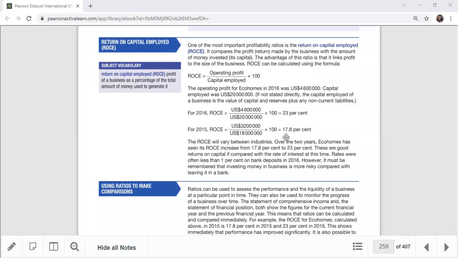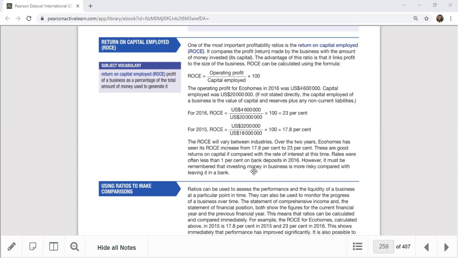If you get this much return, it's beneficial, because normally if you put your money in a bank, every bank will give you less than 5%, sometimes, on fixed deposits. But by doing business, by investing in an organization, you can gain more than that. 23% and 17% is a good return for the investment, compared to the bank interest rates at this time. That's why you always have to compare with the bank interest rate, and that's why a lot of people are doing business and investing in the share market, because the return is higher than the bank interest rate.